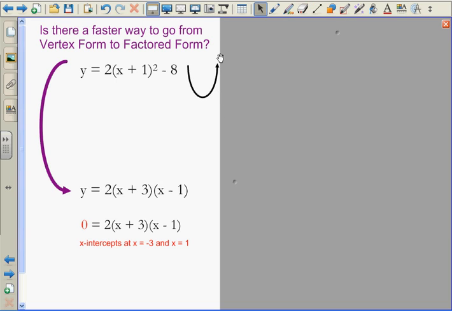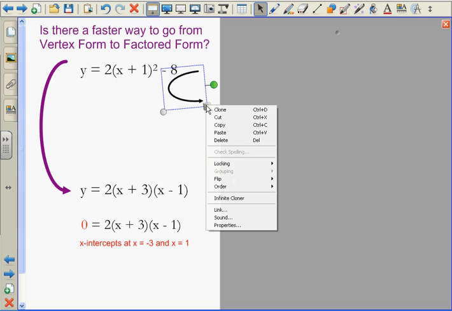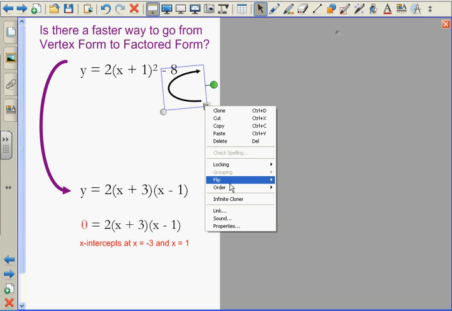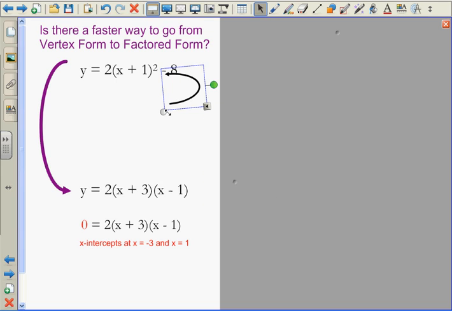Let's turn this guy, turn him and flip him. Oy vey. There we go. Oh no. I give up. I'll just draw it.